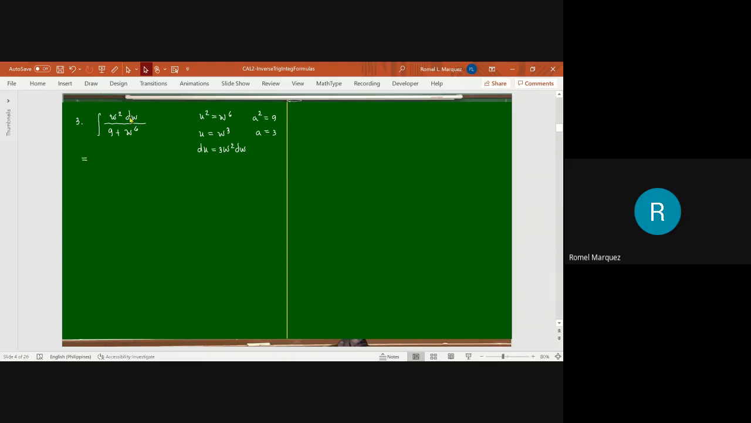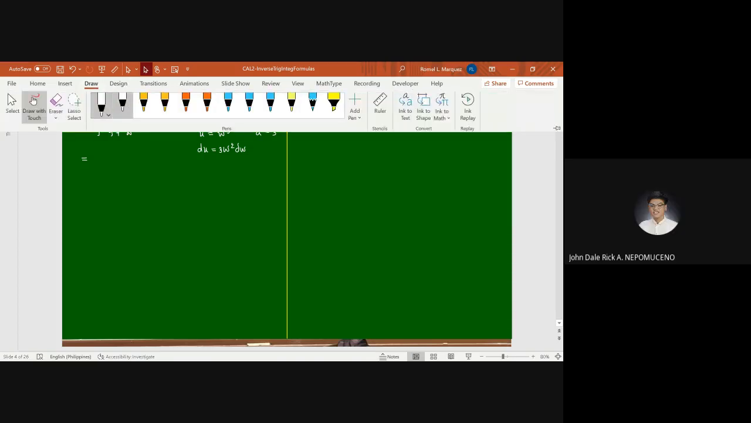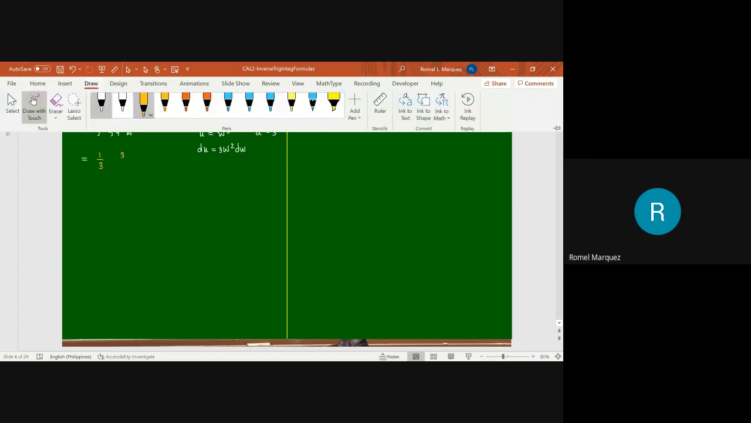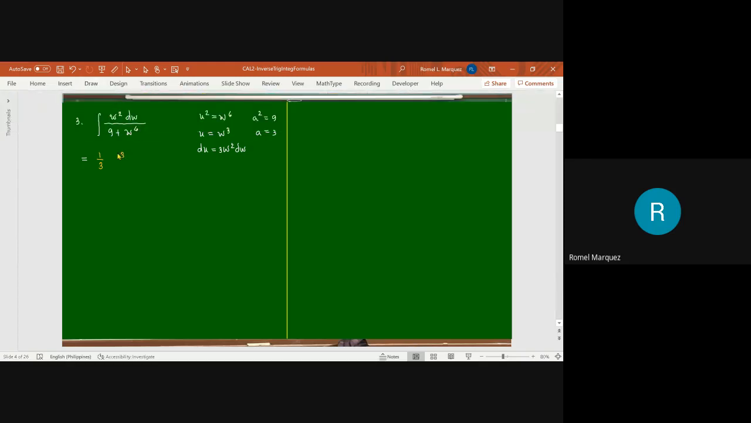So that it is already ready for evaluation. 3. So we multiply by 3, no? But balance outside by 1/3. Then inside, we're going to multiply by 3, no? Okay, so integral w squared, we just copy that. dw over 9 plus w to the 6.